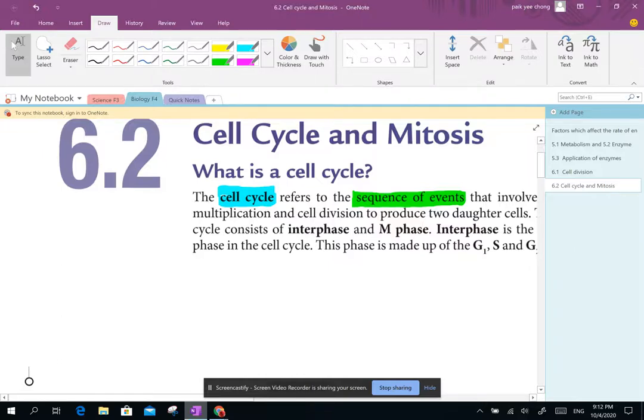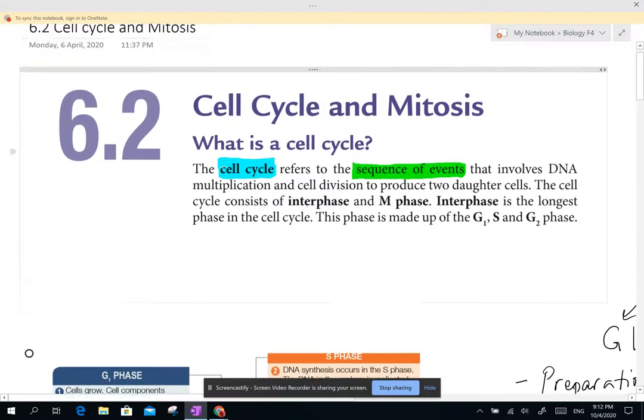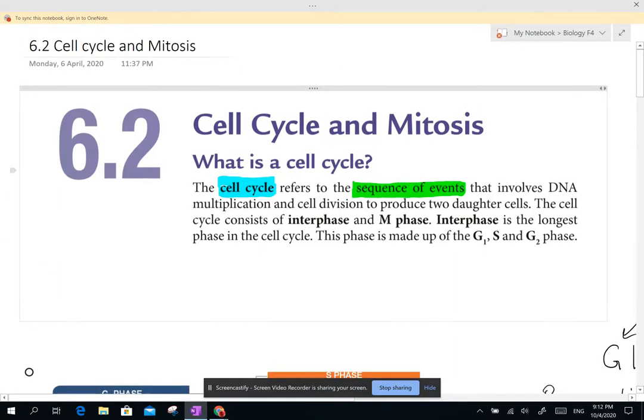Hello, girls. In today's lesson, I'm going to talk about the cell cycle and mitosis. I think it's time for us to look into the actual process of cell division.